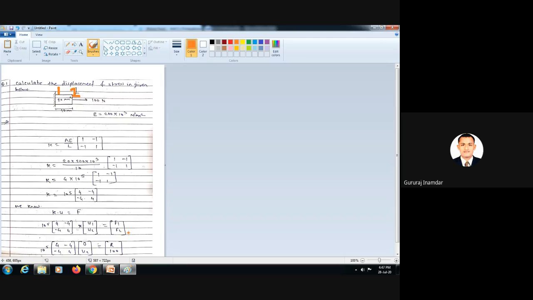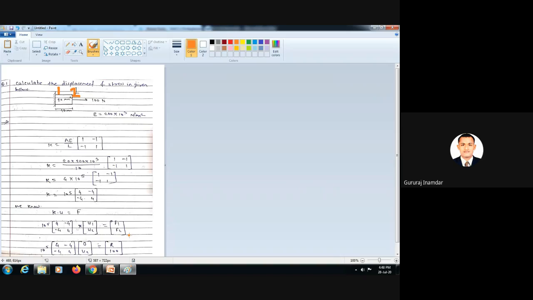So point number 1 and point number 2 are nothing but node number 1 and node number 2. Suppose we put the value of U1 and U2. What is the U1 value? U1 is nothing but the displacement at point 1. Due to our bar being fixed, there will be no displacement. In the problem statement they have given to calculate the displacement and stress.